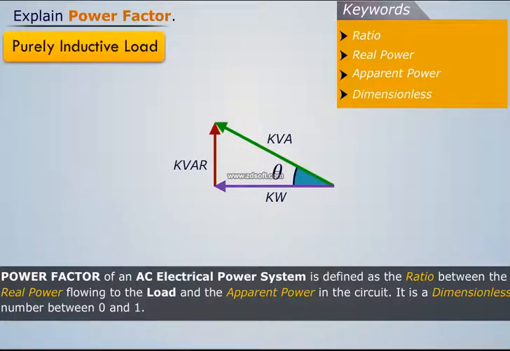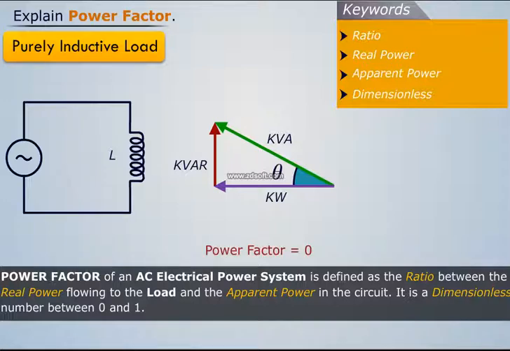And for a purely inductive circuit, the power factor is 0. Therefore, the adjacent side of the triangle, which will represent true power, will have 0 length. Thus, the power triangle will look like a vertical line.